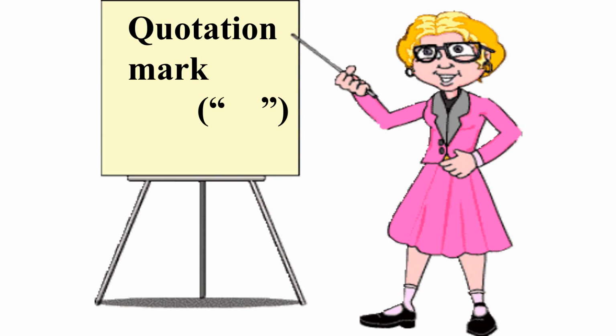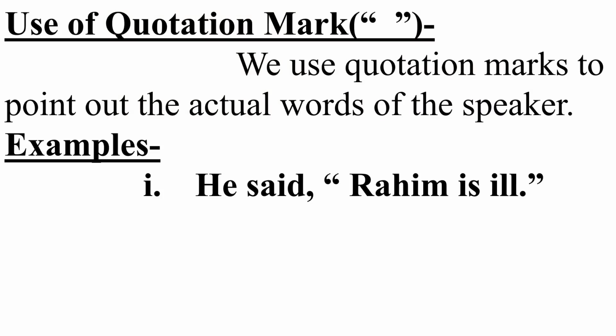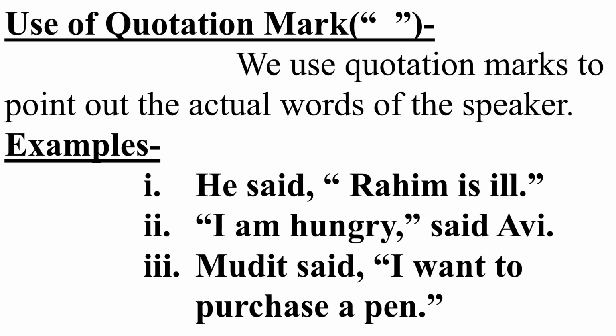After this, we know about quotation marks. We use quotation marks to point out the actual words of the speaker. For example, he said, "Rahim is ill." "I am hungry," said Avi. Mudit said, "I want to purchase a pen."